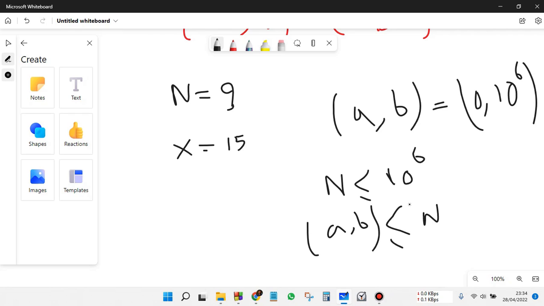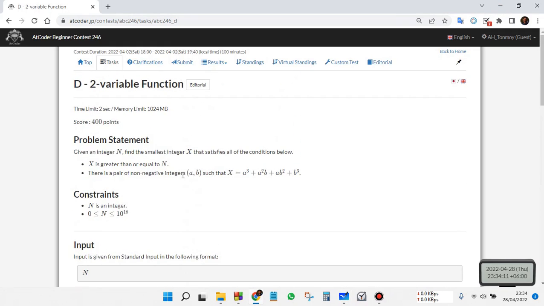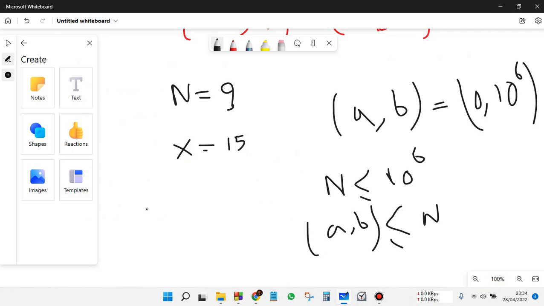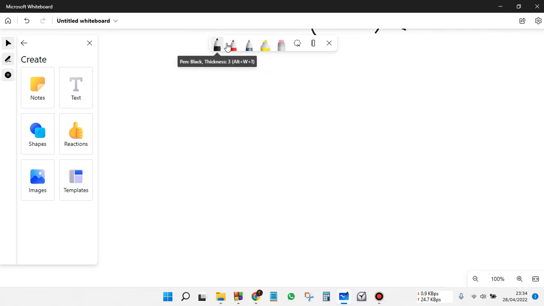There is one mistake here. Here is always x is greater than n, but it's greater than n as the minimum possible. Now we are solving the problem using the two pointer method.